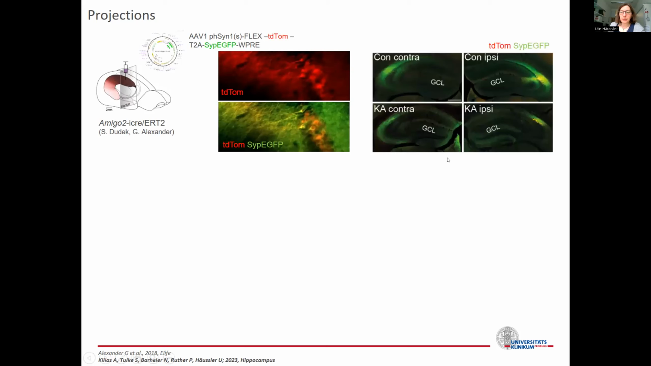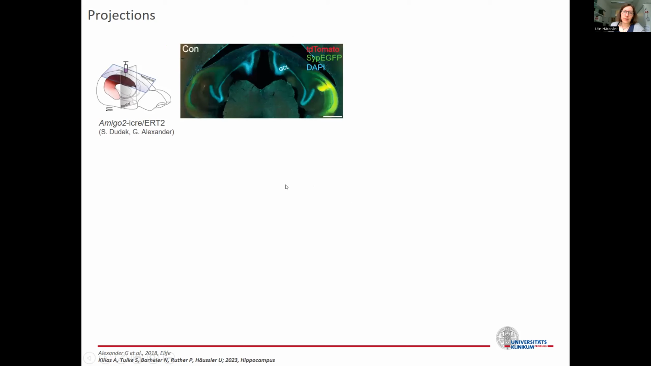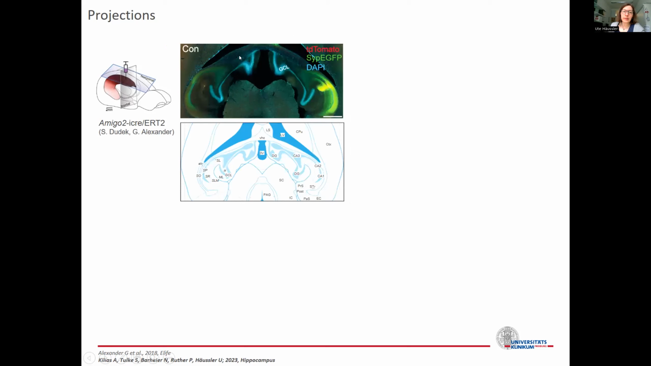And this is a frontal slice where you see the injection site in the ipsilateral CA2, and you see in control the projection to the contralateral hippocampus, which is preserved after kainate. And we thought this is even better to see in horizontal slices, so we took horizontal slices, and this is about the level, the anterior dorsoventral level of the injection site.